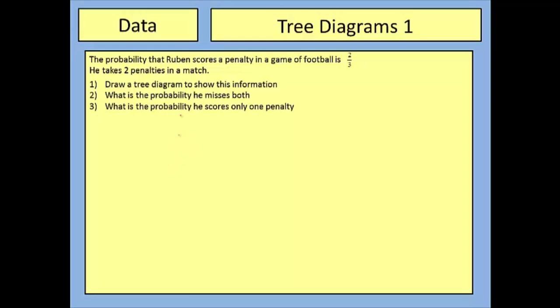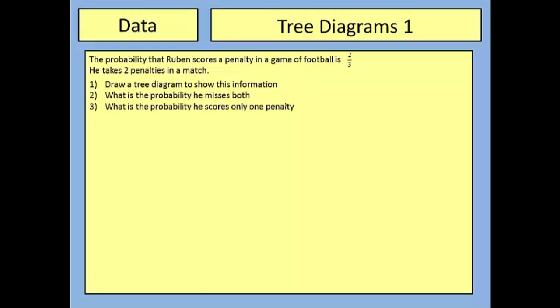So in this particular example we're talking about the probability that a player scores a penalty in a particular game of football. So the probability that Ruben scores a penalty in a game of football, 2/3. He takes 2 penalties in a match. Draw a tree diagram to show this information.